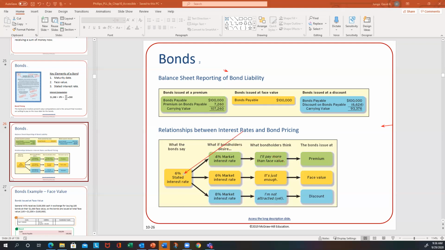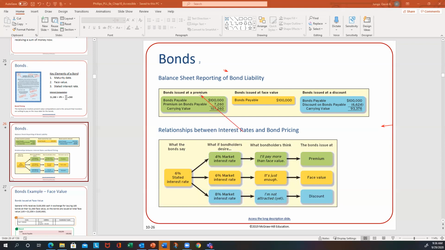If the bond stated rate is less than the market, that means that investors aren't going to be as willing to buy your bonds because they can get better interest return on other investments. That's why they say you're not attractive yet. So what you have to do is what's called a discount. You're going to sell the bond below face value.